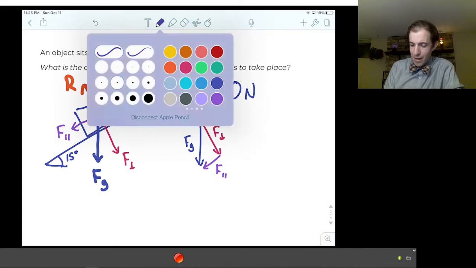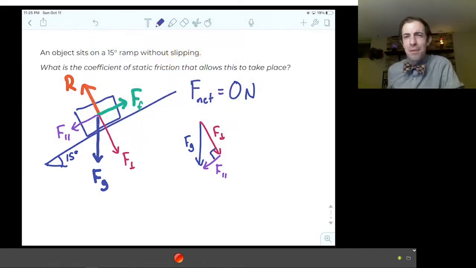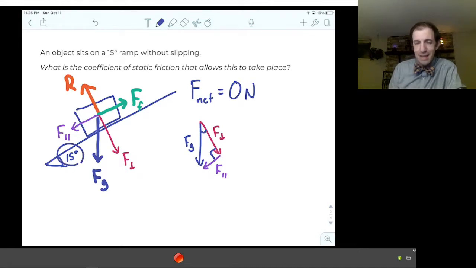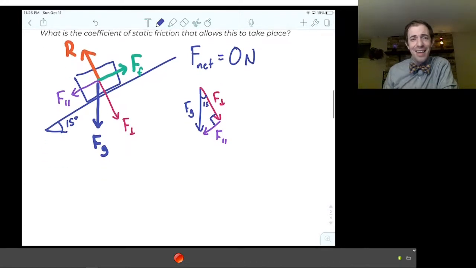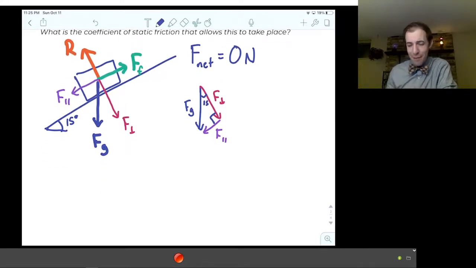The right angle here is the one between F perpendicular and F parallel. And this angle here is the same as the angle that we found the ramp to be. So that is 15 degrees. That means I can find an equation to solve for F perpendicular and F parallel. And then ultimately work my way through that.